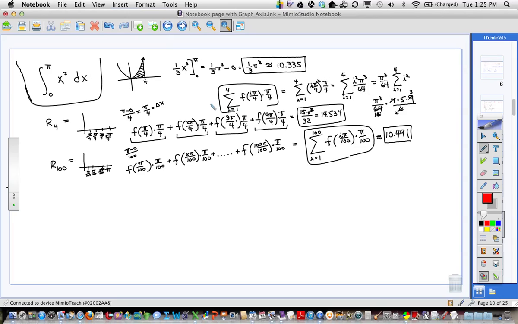We need an infinite number of rectangles, and here's where it starts to get really cool. I know I shouldn't have to tell you that, but sometimes I have to tell you when we're going to do it. Okay, right here, we're going to do R sub n. We're going to do n rectangles, and then we're going to let that go to infinity.